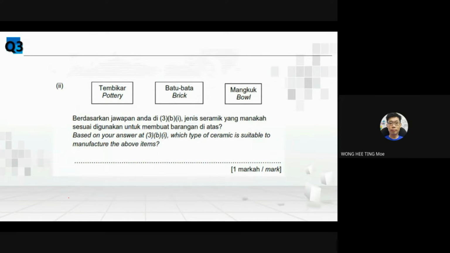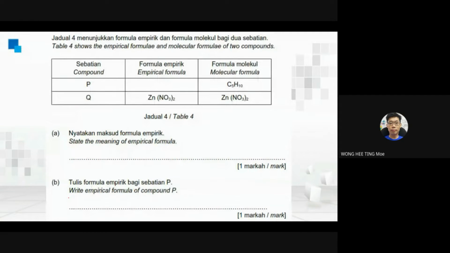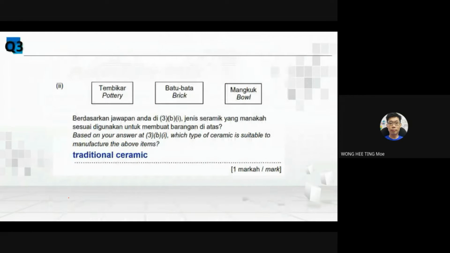Based on your answer, what type of ceramic is suitable to manufacture the above substances? Pottery, brick, ball. Which one is suitable, traditional or advanced? It should be traditional, because this one is the normal one.